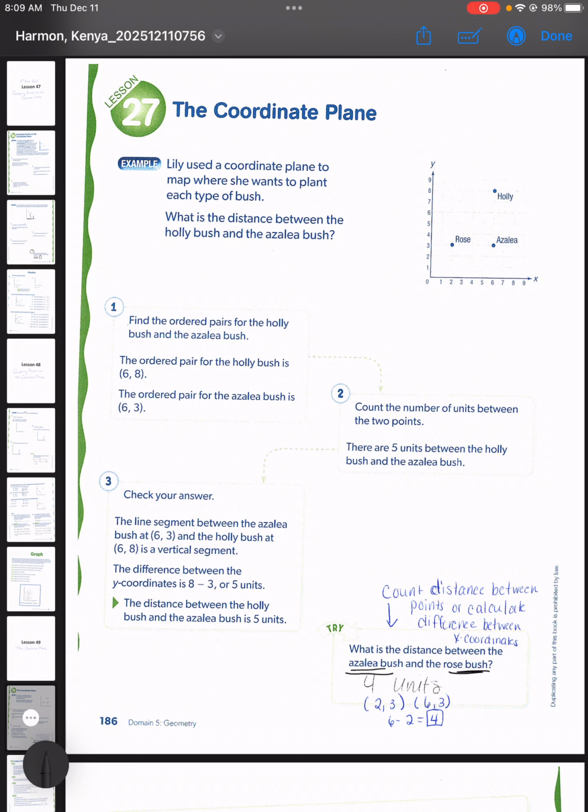So if we're looking for the distance between the azalea bush and the rose bush, the first thing we want to do is identify the coordinates for those. The azalea bush, the coordinates are 2 and 3. For the rose bush, the coordinates are 6 and 3. So I can look at my graph and count the distance between 2 and 6, or I can simply subtract 2 from 6 and get 4. Both strategies will yield students the correct answer.